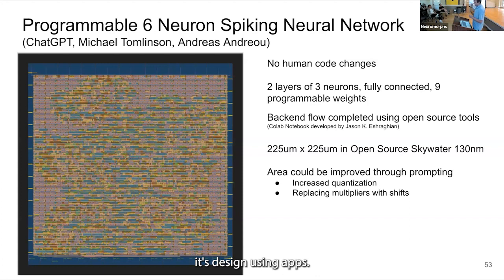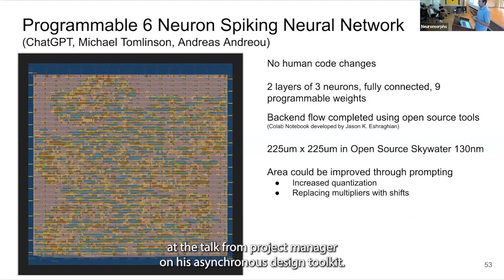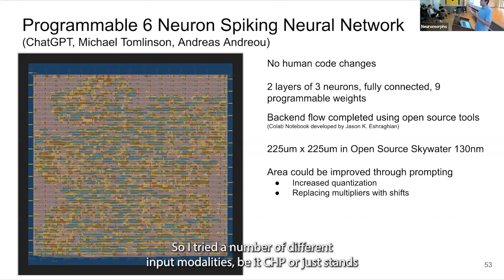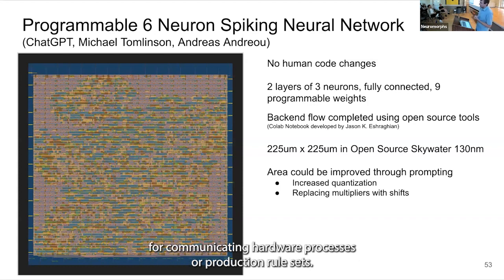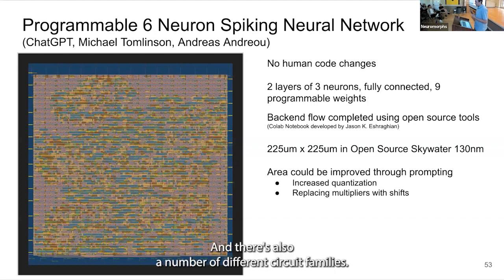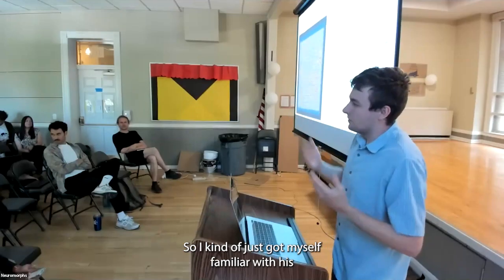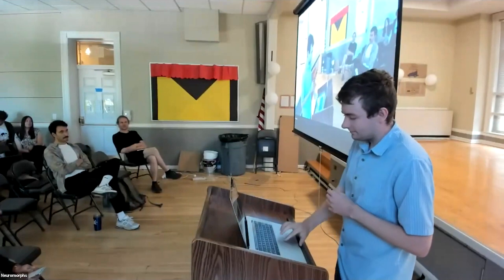Asynchronous design using ACT. Again, there's a bit of a lag between the slides, but I think a number of us were at the talk from Rajit Manohar on his asynchronous design toolkit. So basically I took that through this workshop and experimented with it a little bit. There's a number of different input modalities, be it CHP, which stands for communicating hardware processes, or production rule sets. And there's also a number of different circuit families. So I just got myself familiar with his tool flow.